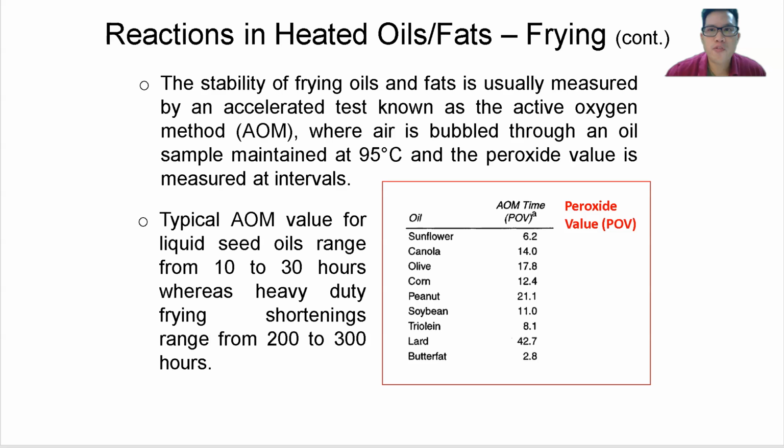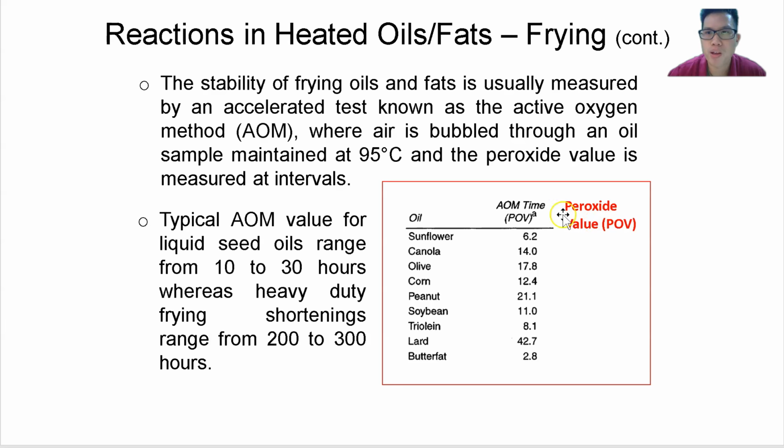So for deep frying oil, usually they have what we call the active oxygen test to test how long it can last. AOM, active oxygen method. The longer the AOM time, the more stable it is. Deep frying oil or shortening usually should have 200-300 hours, so it can deep fry very long. All the fast food restaurants usually use those that have a longer lifetime of deep frying oil, 200-300 hours.